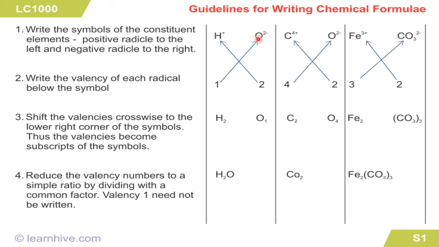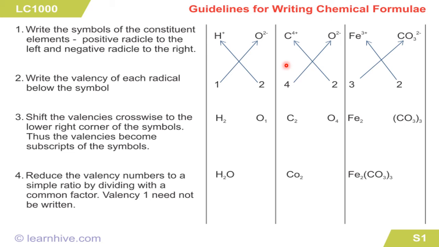Please refer to the table. Now, after writing the charge and the valency here, see the valency of hydrogen is 1. Plus indicates charge, 1 indicates the valency. Here minus indicates the charge, 2 indicates the valency. So here the valency is written at the bottom. Right.